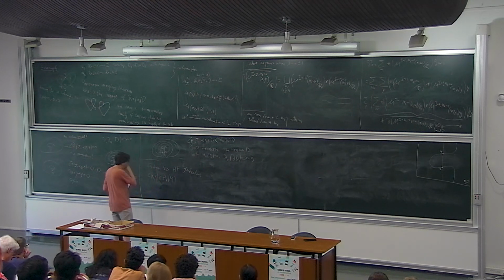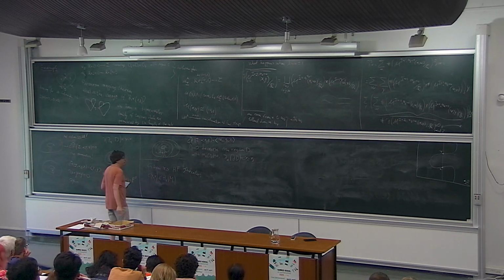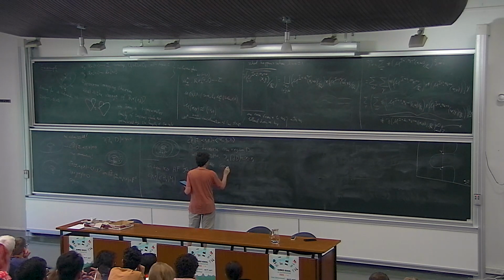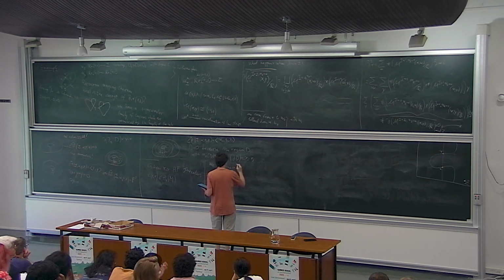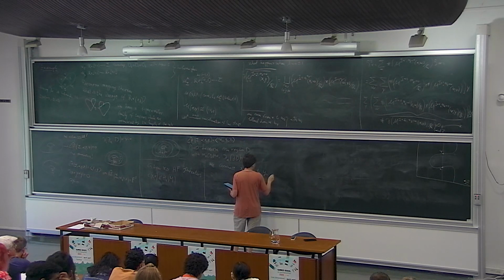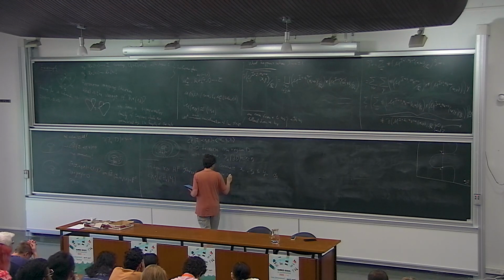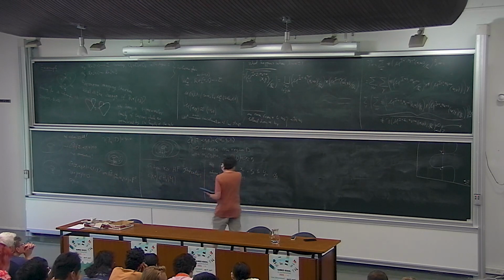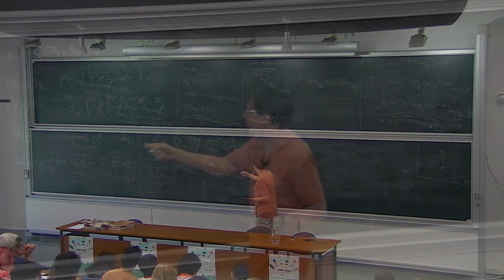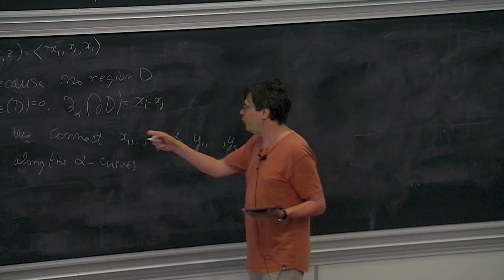So we define one homology class in M associated to a pair of Heegaard Floer generators as follows. We connect x1 up to xg to y1 up to yg along the alpha curves. So here, when I say we connect this to that, it means that we orient the segment. So we take segments on the alpha curves that go from the xi to the yj, and we orient them as going from xi to yj.